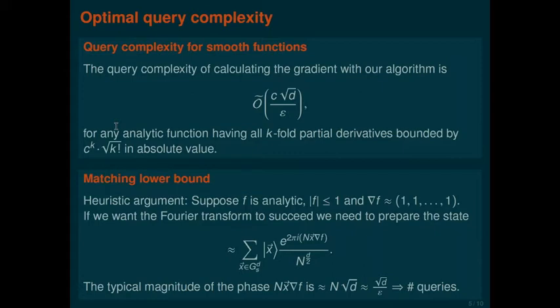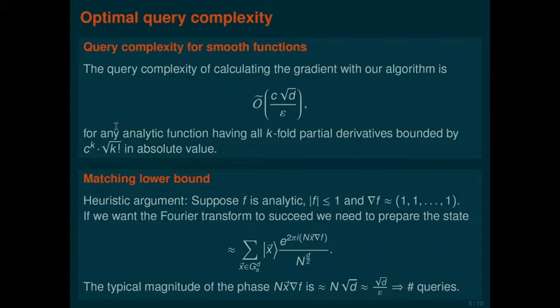So now this is the argument. Suppose that f is analytic and f is upper bounded by 1 in absolute value. Its gradient is close to uniform 1, so it's kind of large, the gradient. And well, if you want the Fourier transform to actually get me back this gradient vector, then my state before the Fourier transform should be something close to this expression, where this is the important part in the phases.